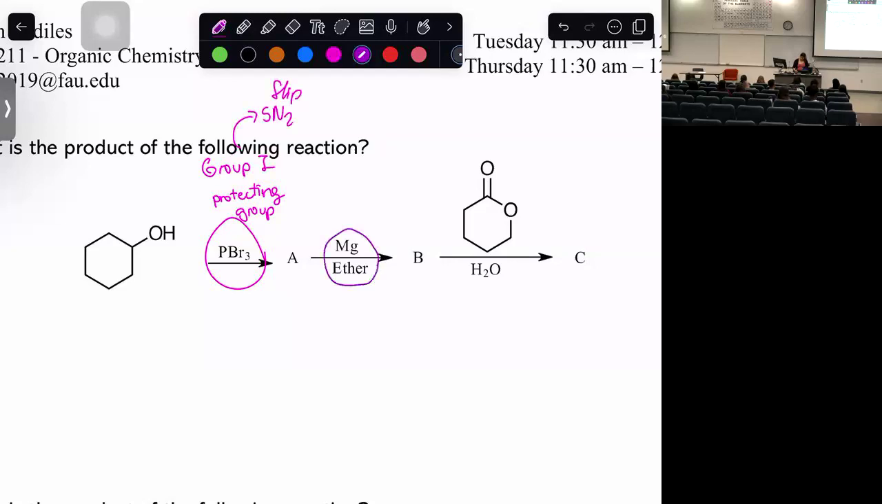Okay, next one, magnesium and ether. What kind of reaction is that? Grignards, or how to make your Grignards? How to make the Grignards specifically. So this one is making your Grignards.